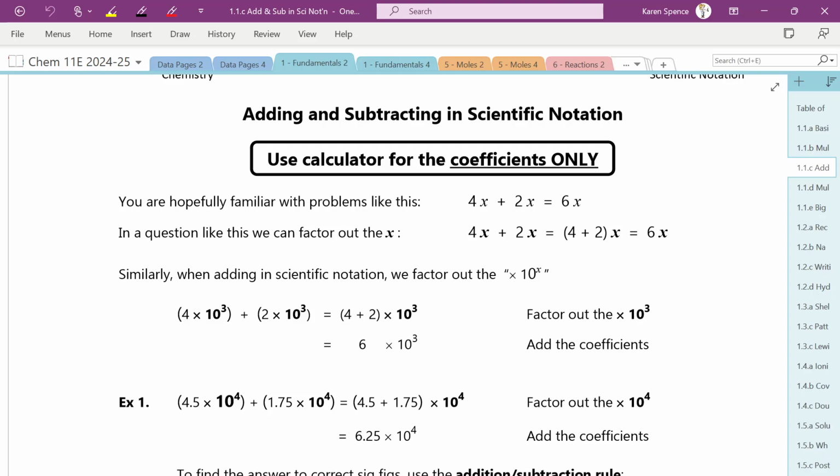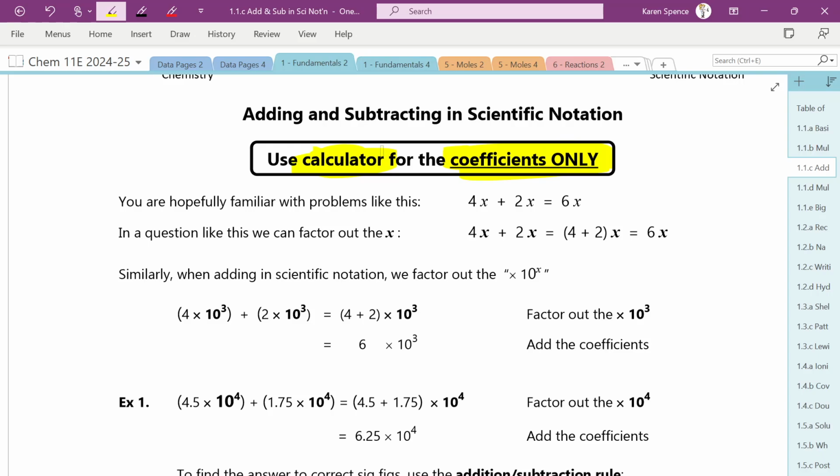You are going to use a calculator for the coefficients only. All right, you cannot simply take a number in scientific notation, add it to a different number in scientific notation, and hope to figure out what the significant figures are. Okay, if you just want to add them and you don't care about sig figs, that's fine. Okay, it'll work perfectly.